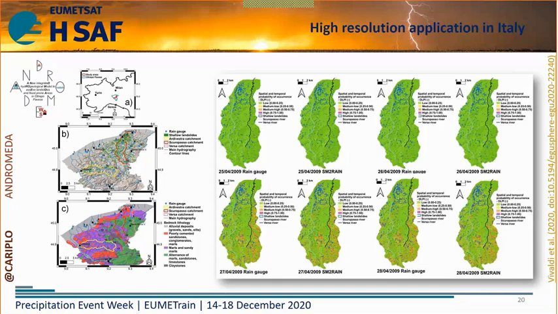We have done this by using both gauge data and soil moisture derived rainfall, of course. And we can see that also in this case, soil moisture derived rainfall or satellite rainfall product can provide reliable information.